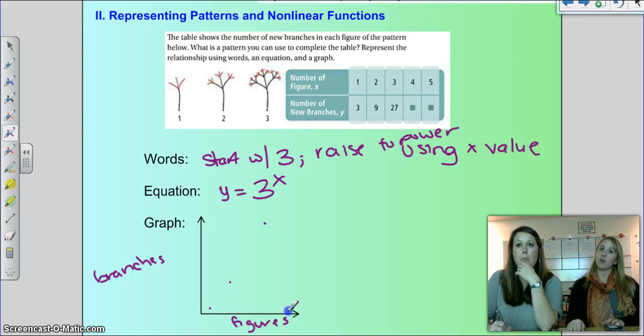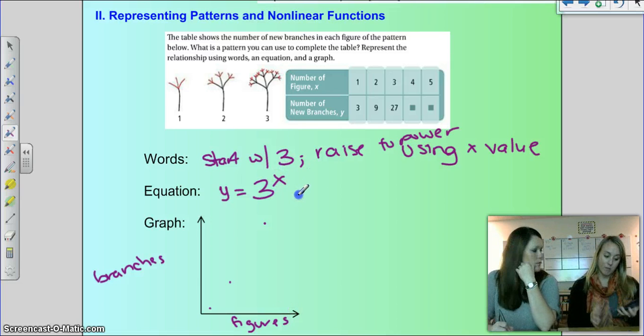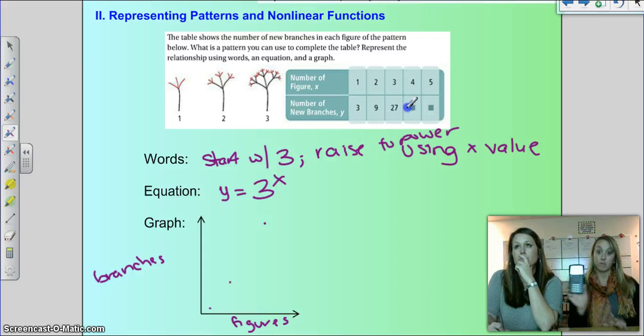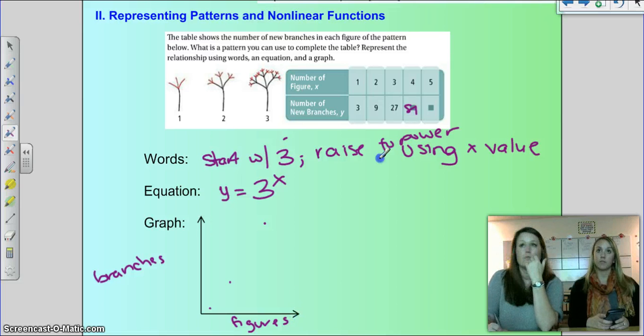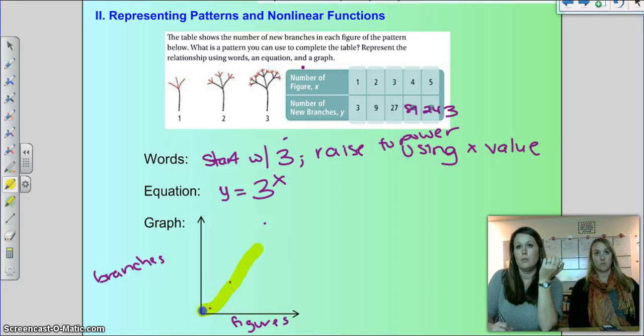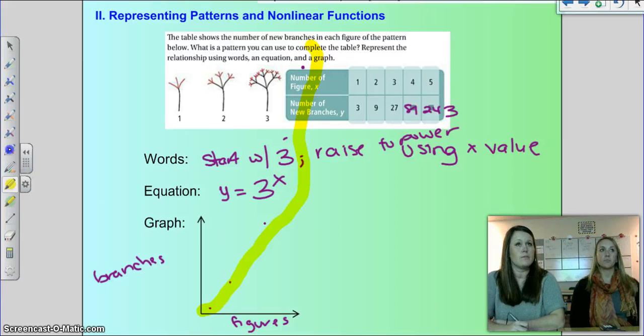Okay, wait. So we need to figure out what 4 would be. So let's do 3, the power caret button, 4 would be 81. Well, that's going to be off the chart, way up here. And then we would have 243 for this. These trees get a lot of branches. I had to make it go way up here. That's supposed to be a curve. Yeah, this is curving.